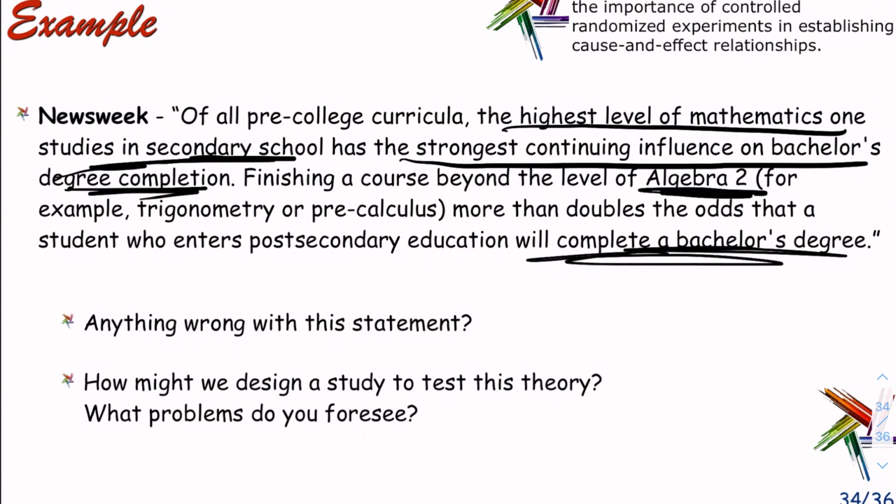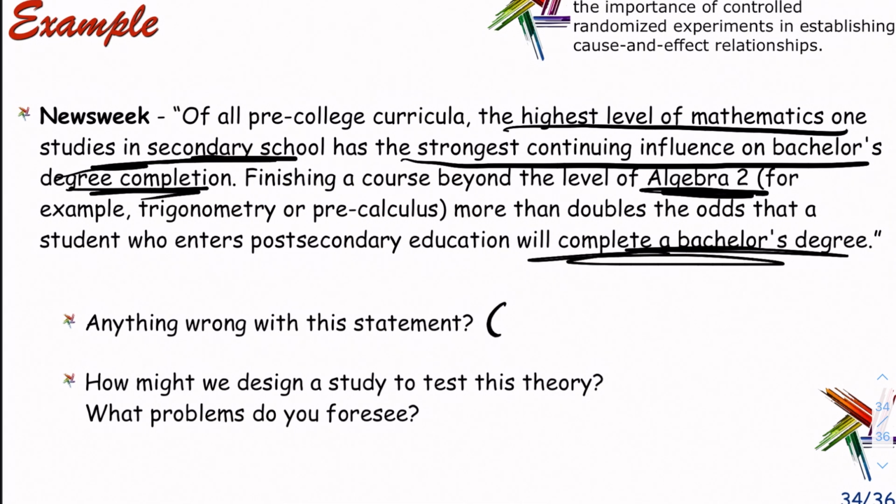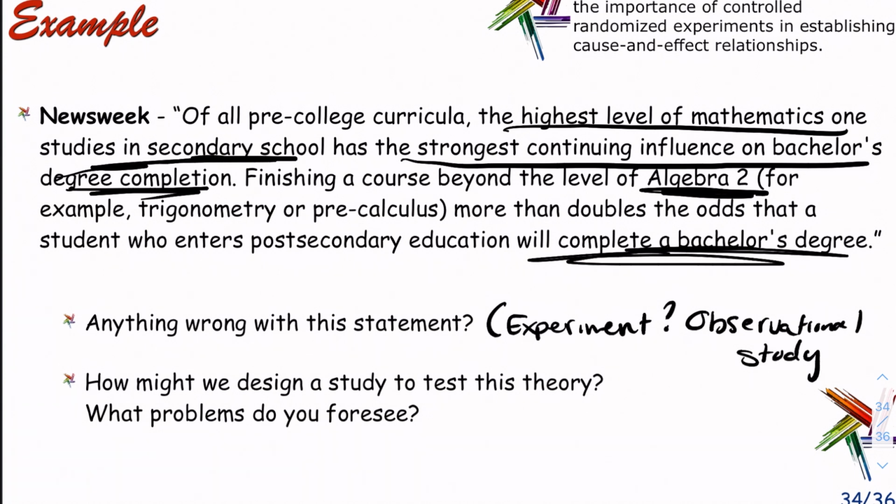Interesting. Now, is there anything wrong with this statement? And I want you to think, is this an experiment? Or is this an observational study? Because if it's an observational study, then we cannot use any cause and effect or causal language. Now, if we did want to conduct an experiment, a question to you would be, how might we design a study to test this theory out? And are there any problems with doing this type of study?